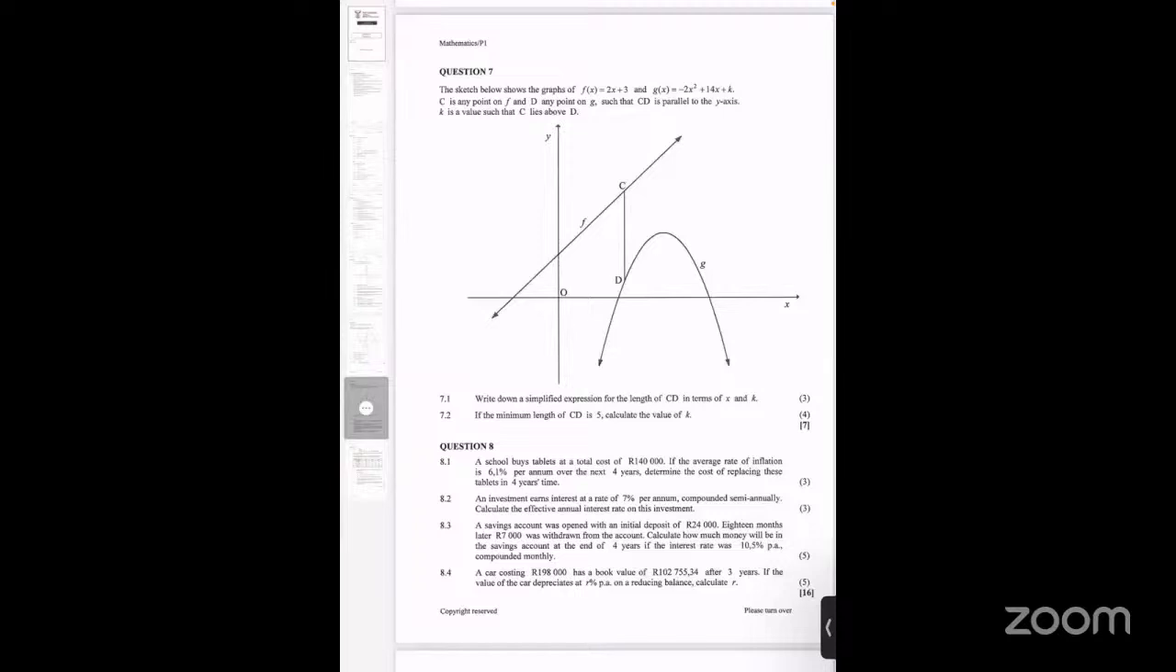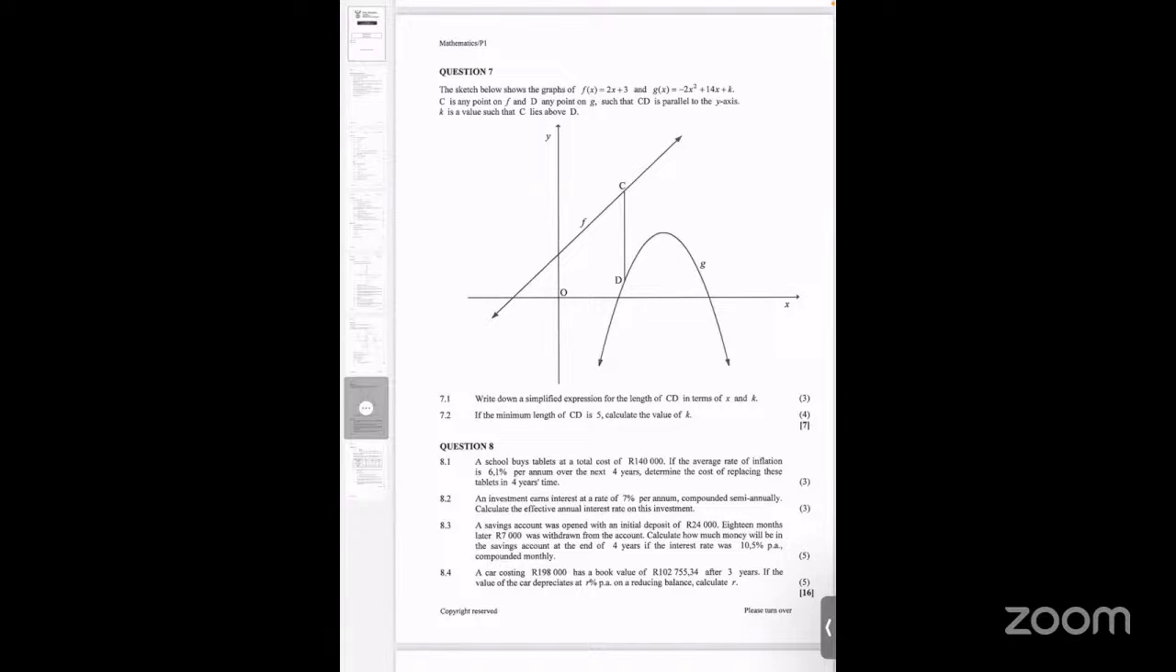So it's question number 7 that we're going to be dealing with, where they say the sketch below shows the graph of f of x, which is equals to 2x plus 3. It is that of a straight line, makes sense. And again, g of x, which is equals to negative 2x squared plus 14 plus k. C is any point on f, and D any point on g.